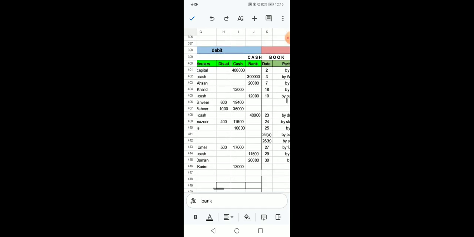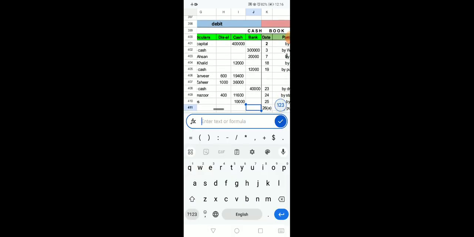Next entry is 21, where there are two elements and both elements are associated with the cash book. The first element is bank, which is debited 6,000. Go to the debit side of the bank and write 6,000 over here.